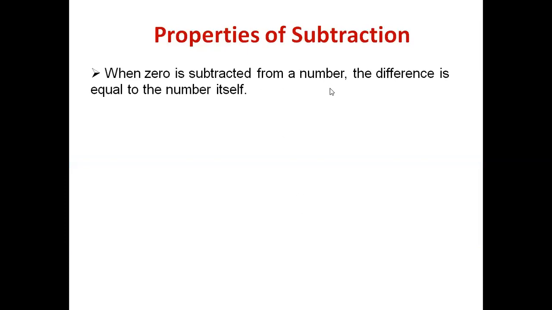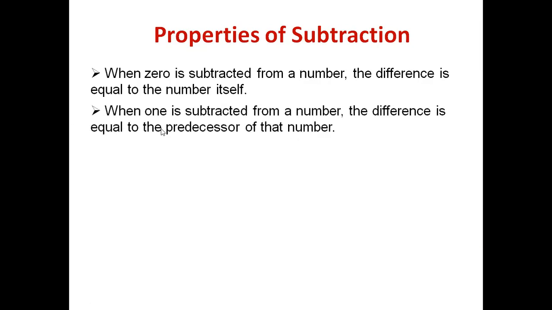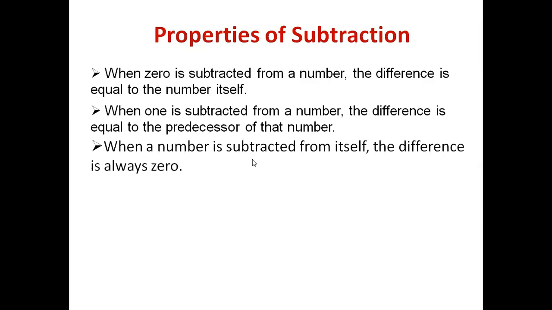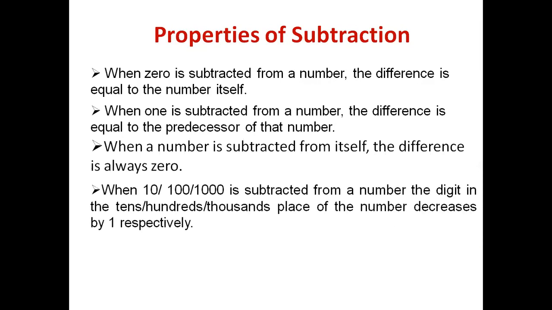When 0 is subtracted from a number, the difference is equal to the number itself. When 1 is subtracted from a number, the difference is equal to the predecessor of that number. Say 7 minus 1 will give you the predecessor of 7, that is 6. When a number is subtracted from itself, the difference is always 0. 8 minus 8, 0. 11 minus 11, 0. 50 minus 50, 0. Right?